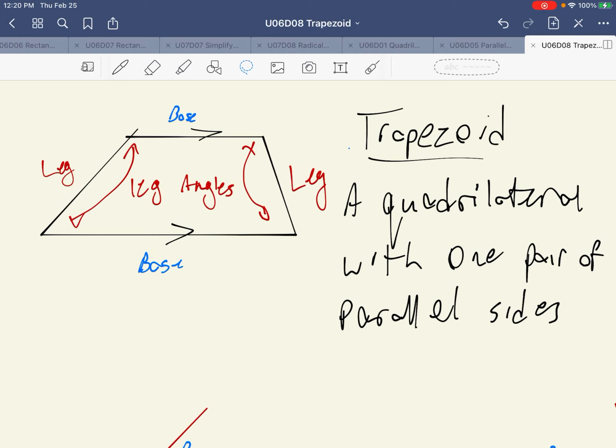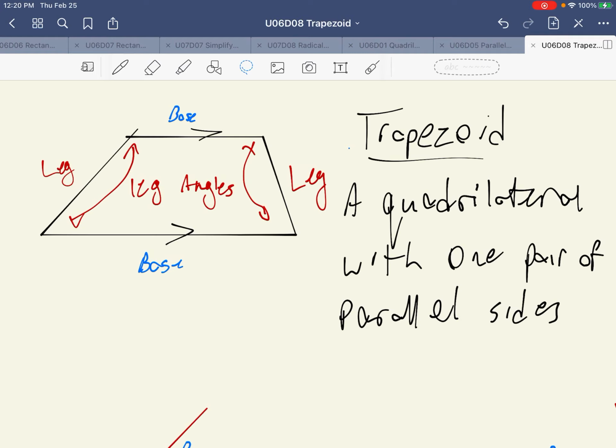The other two sides are known as the legs. Now the legs don't have any particular properties, they can be any size, and the bases can be any size, but they need to be sized in such a way that the bases are parallel. The other sides are called legs. They can be the same size, and if they are the same size, it would be known as an isosceles trapezoid, which we'll talk about in a minute.